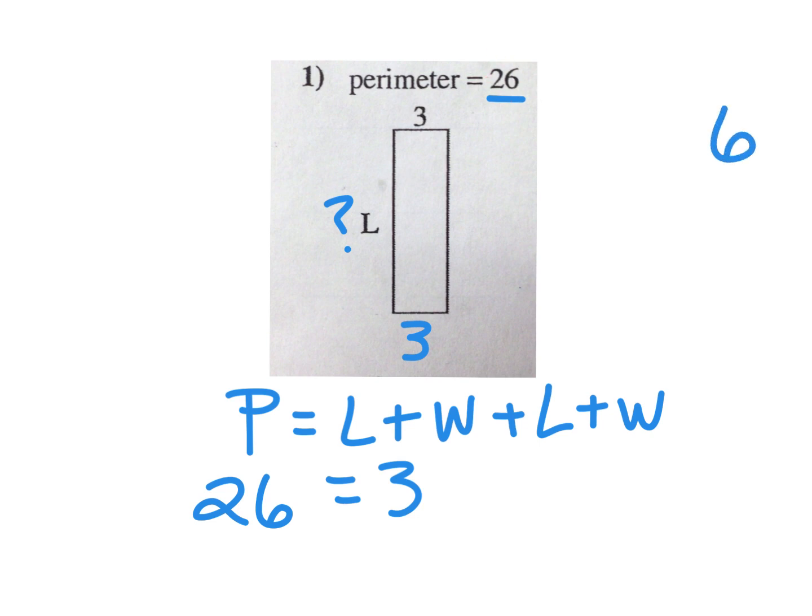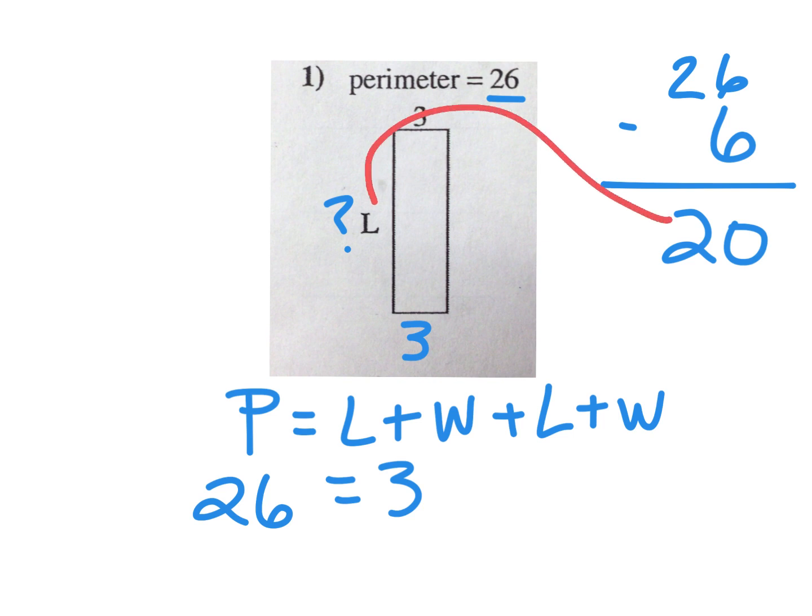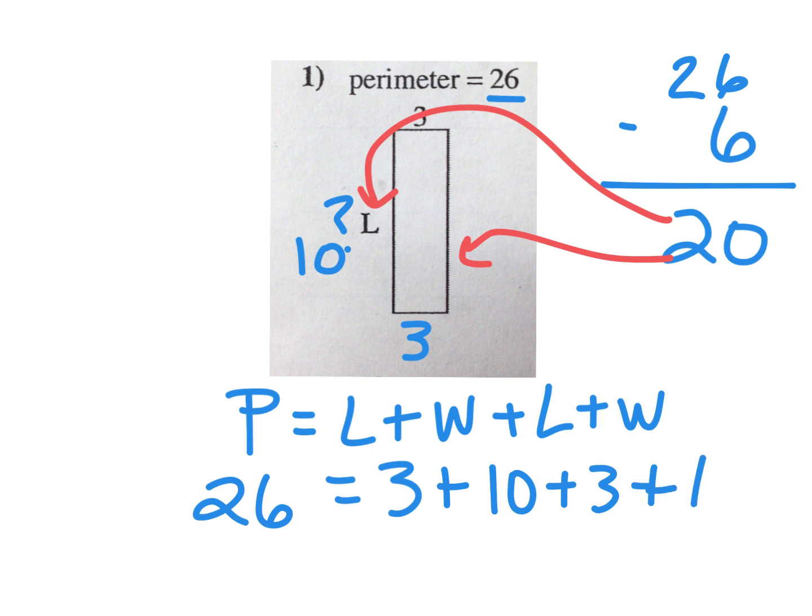Out of our 26 total perimeter, we know that 6 are used up here and here. So we're going to subtract, and that leaves us 20 to split on both sides. So half of this 20 comes here, and the other half goes there. So that means that mystery side is 10, because half of 20 is 10. And we know 3 plus 10 plus 3 plus 10 give us our total perimeter of 26.